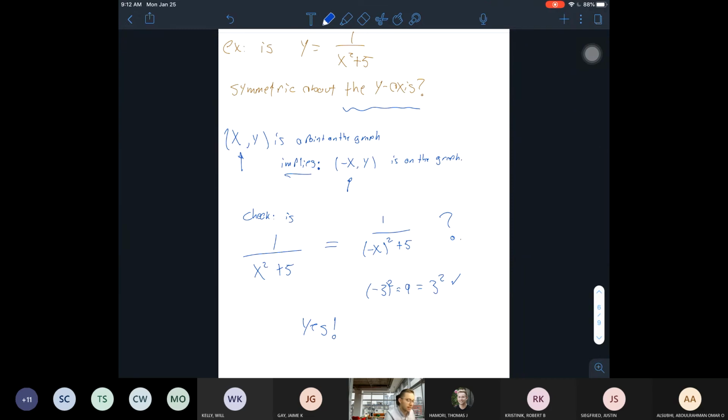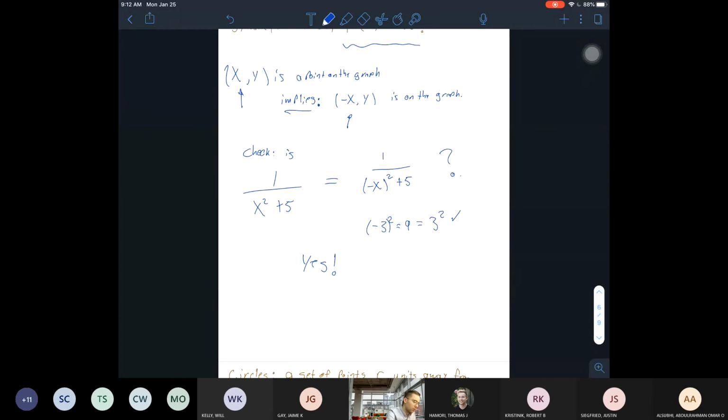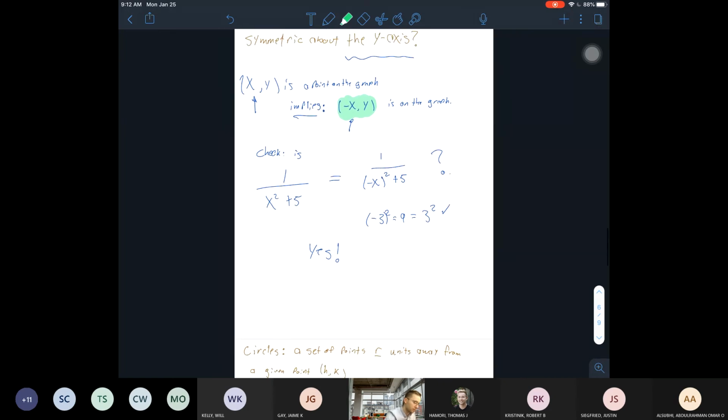Checking symmetry about the x-axis or about the origin is going to be the same thing, except we're going to change this point right here where we say that x comma y is a point on the graph implies we might switch this -x comma y out for an x comma -y or a -x comma -y. But that's the only difference.